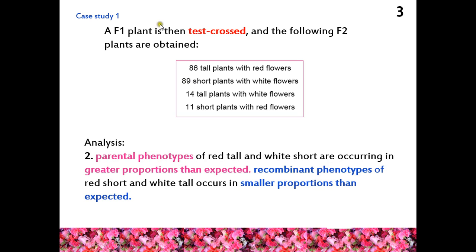Next, you will also observe that the parental phenotypes are actually in greater proportion than what you expect. Notice the tall plants with red flowers as well as the short plants with white flowers. These two phenotypes, which follow the original parental phenotype, are occurring in larger proportions than what you expect, while the recombinant phenotypes of tall plants with white flowers and short plants with red flowers are occurring in smaller proportions than what you expect.